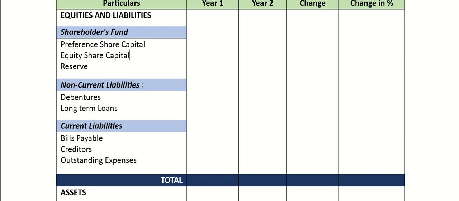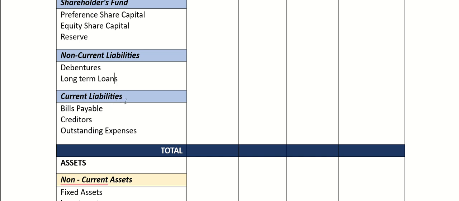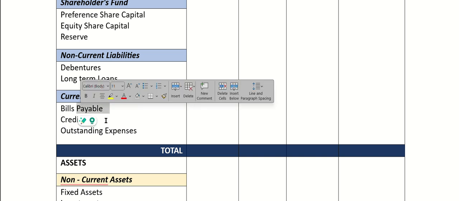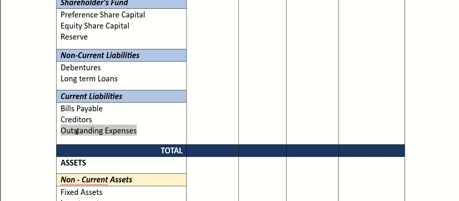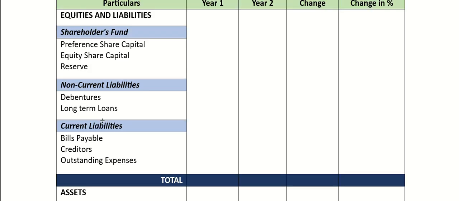What are non-current liabilities? Liabilities that have a long life, that take a long time to be paid back, like debentures, long-term loans. Then there are current liabilities. What are current liabilities? Liabilities that have to be paid within the current financial year. So what is included in the current liabilities? Bills payable, creditors, outstanding expenses. Outstanding expenses ought to be paid within the current financial year, so it is written as current liability.